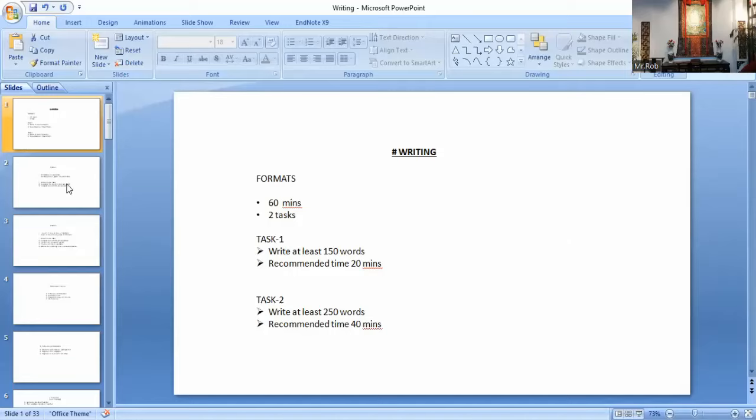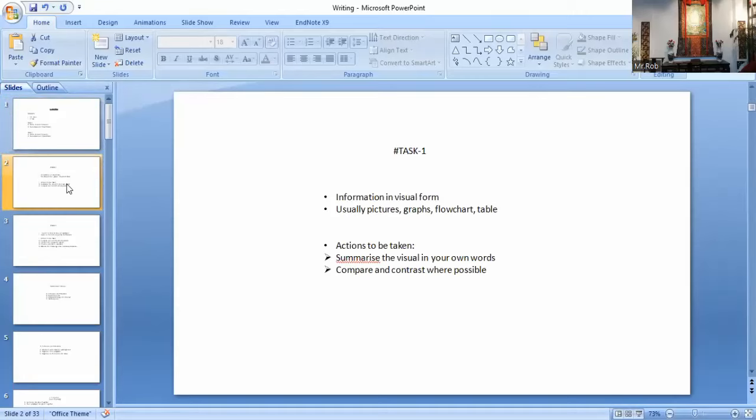So, let's talk about task one. So, information in task one is usually in the visual form. Usually, there are given pictures, graphs, flowchart, and tables, and actions to be taken, or summarize the visual in your own words. You have to summarize of what is given in the visual, and you have to compare and contrast information or the visuals wherever possible.